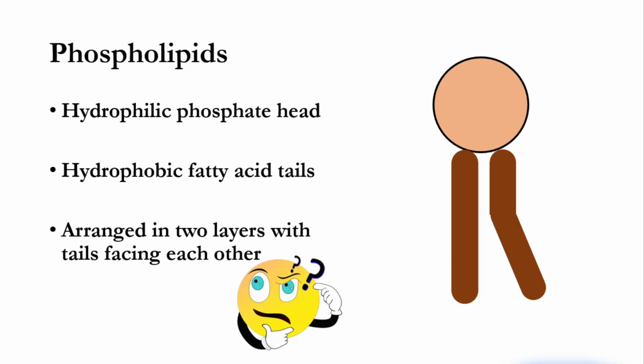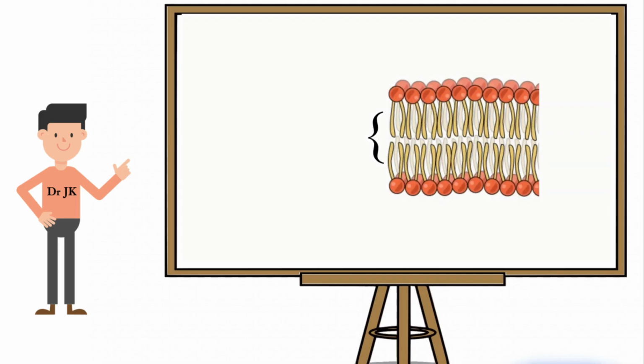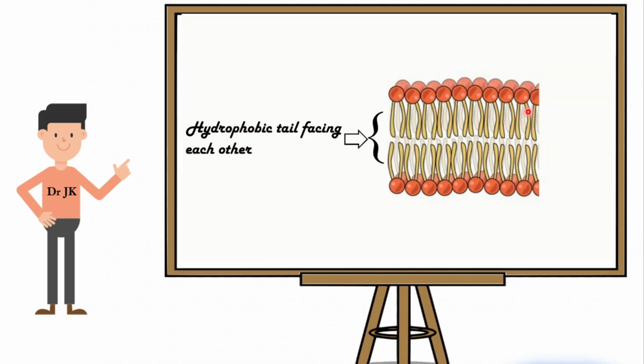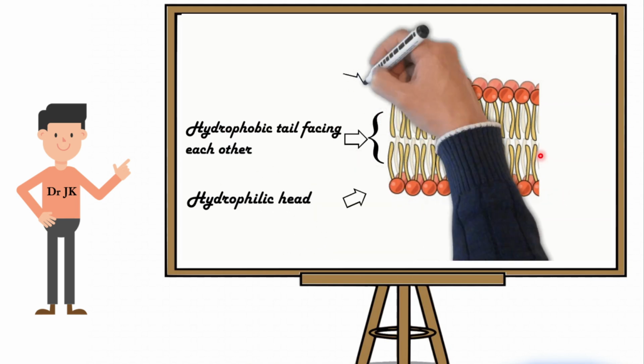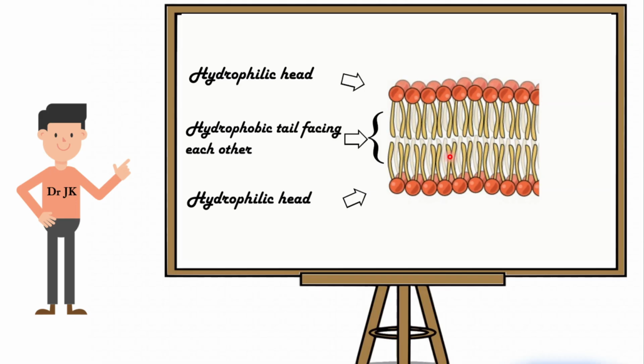Now, why is this arrangement? You have the hydrophobic fatty acid tails of one layer on this side and the other layer on this side facing each other. And these are the hydrophilic heads on one side and you have the hydrophilic heads on the other. Now, why is this peculiar arrangement with the tails facing each other? You have the ECF and ICF on both sides here.